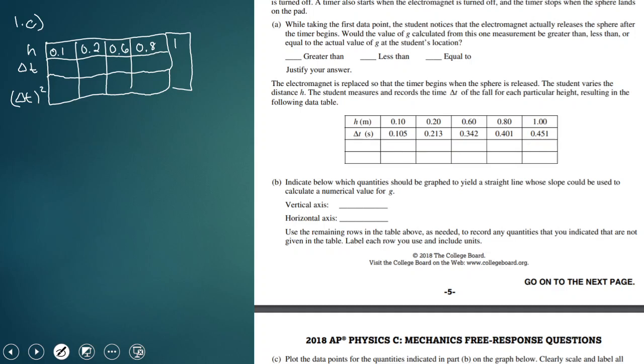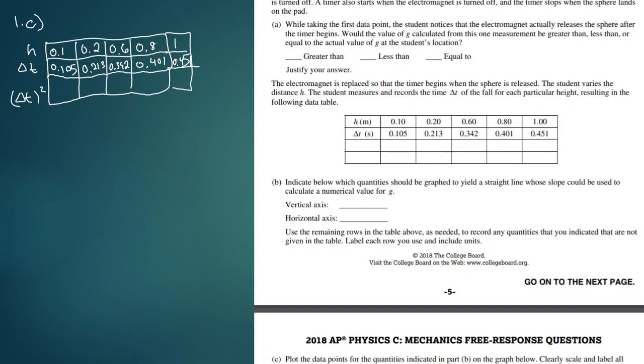So I have 0.105, 0.213, 0.342, 0.401, and 0.451. Sorry, that's really messy, but you know the values. And then just using a calculator in order to get all these squared values.